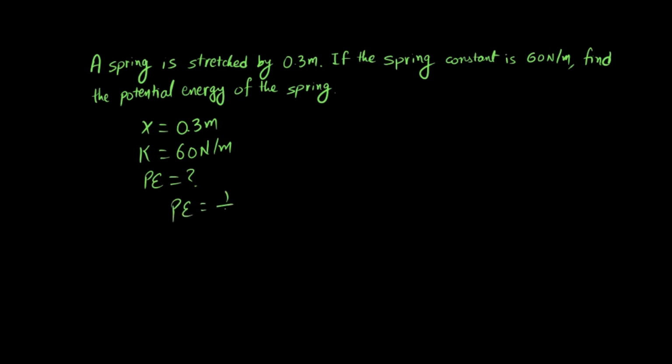Using the formula half kx square, you plug in the numbers, half times 60 times 0.3 square. When you do the math, you get 2.7 joules. That is the potential energy of the spring.